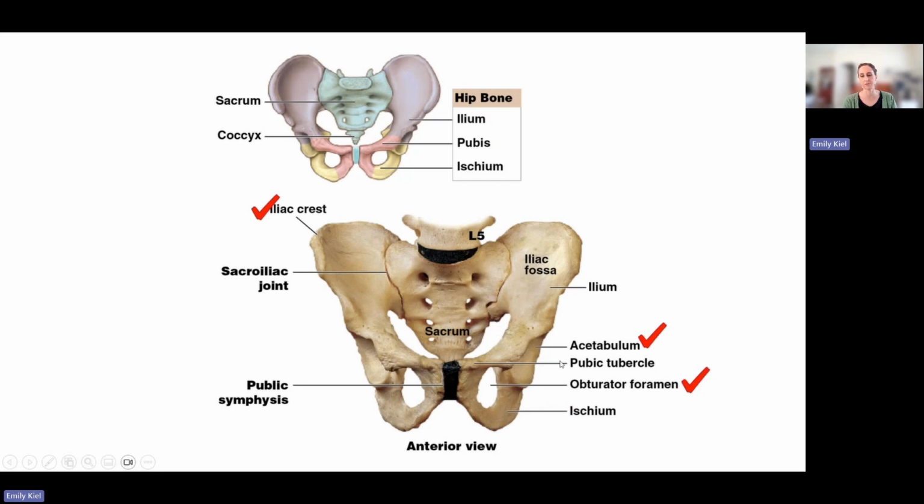Don't forget your acetabulum, super important. That's where your femur is going to sit. And then here's your obturator foramen. So it is a big foramen that you're seeing.